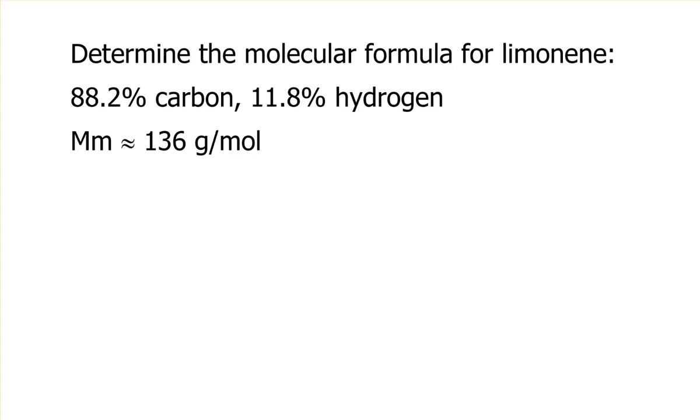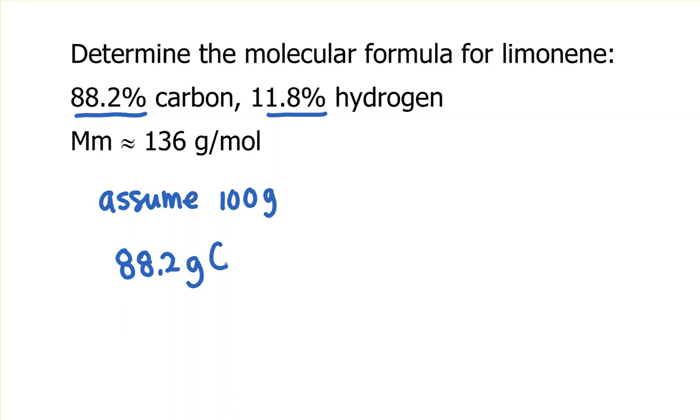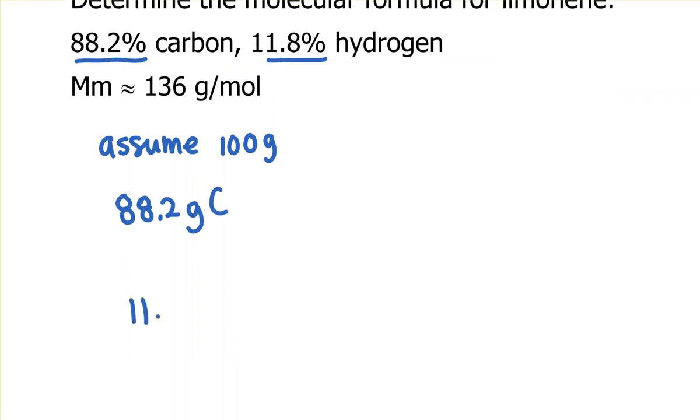We're going to determine the molecular formula for limonene from its percent compositions, and we have its molar mass. So the first step is to use these percents to get grams, to get mass. So what I do is I assume I have 100 grams of this limonene, and then that means that in that sample size I have 88.2 grams of carbon and 11.8 grams of hydrogen.